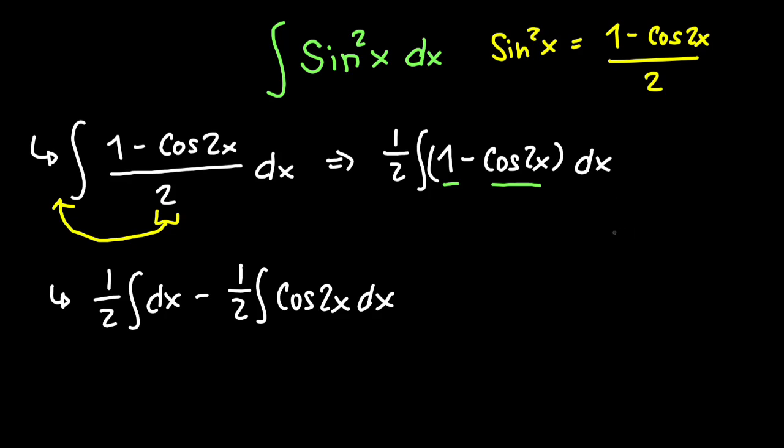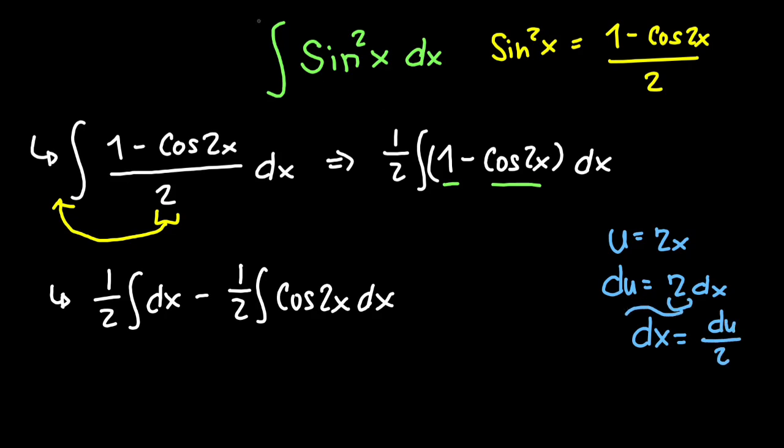So let's say let u here be 2x. When substituting this, we would want to take the derivative. So du here would be the derivative of 2x, which is 2, multiplied by dx. And so dx would be equal to du over 2. It's just been transposed.